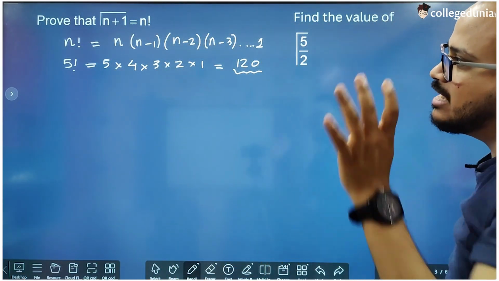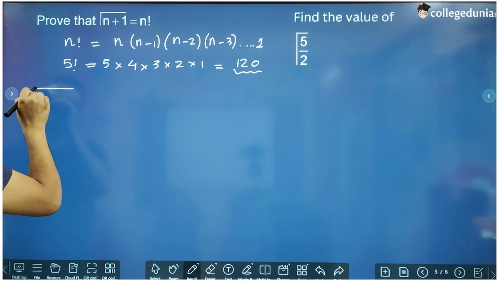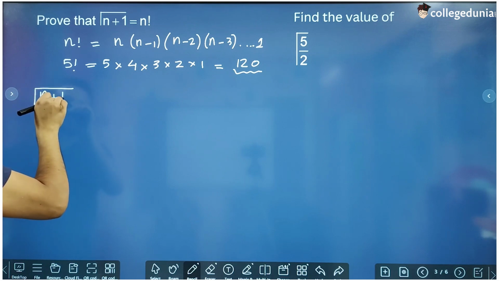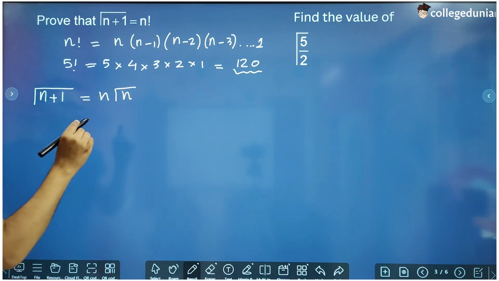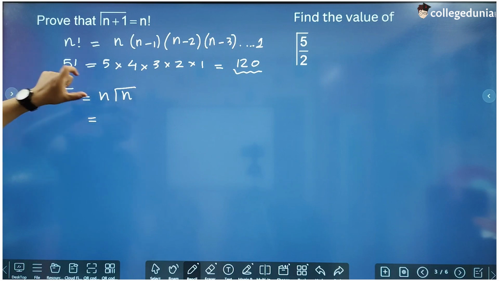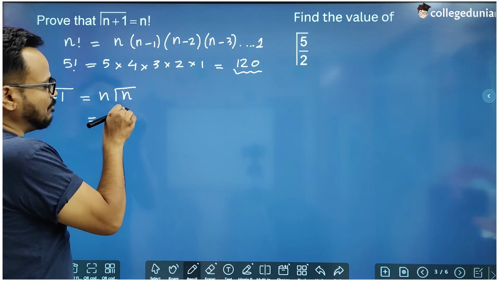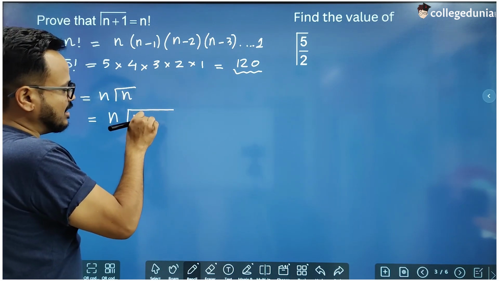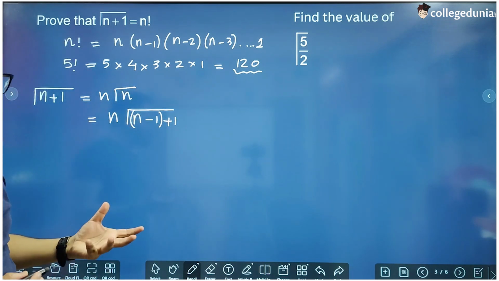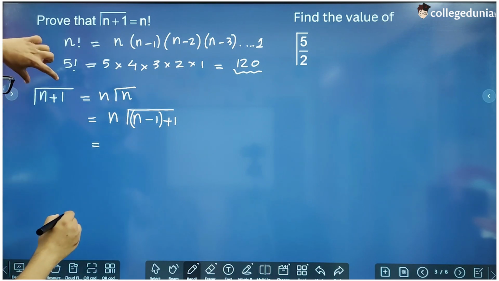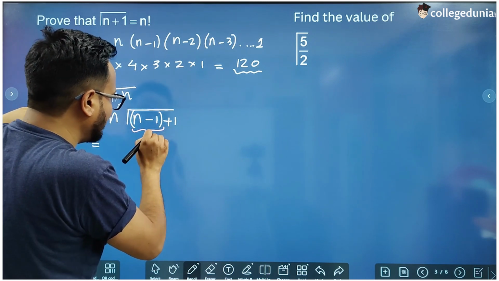So we have to prove that gamma n plus 1 is n factorial. So gamma n plus 1 is what? We have just proved that gamma n plus 1 is n into gamma n. Now we are going to use this property repeatedly and we will arrive at this result. How? Let's see. If we put this n as n minus 1 plus 1, we can write this n as n minus 1 plus 1. So again, if we apply this property, this whole is n.